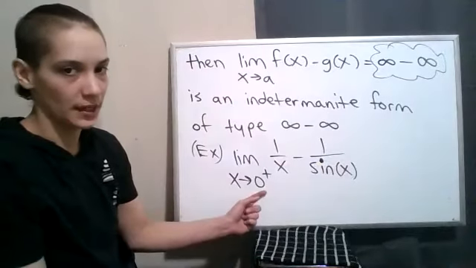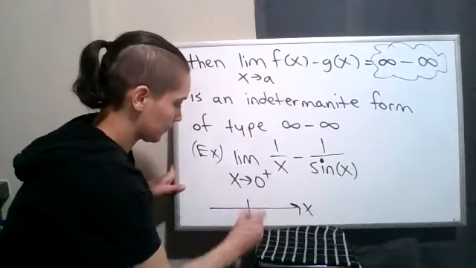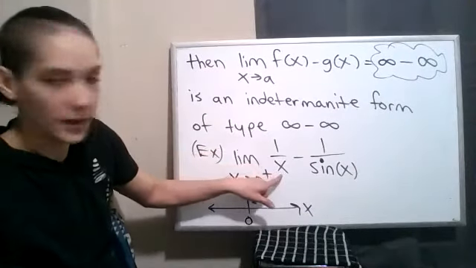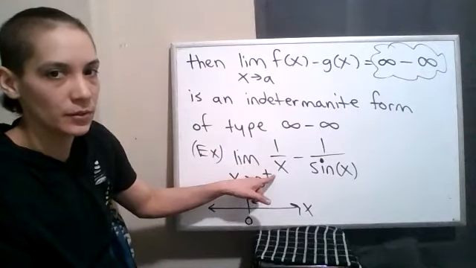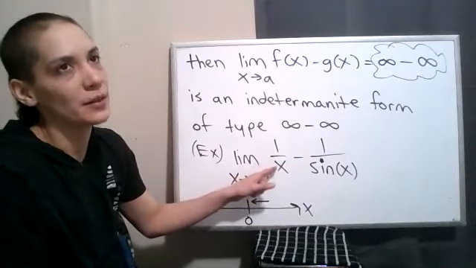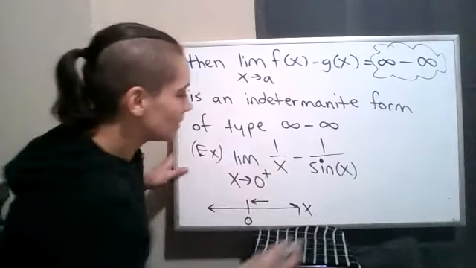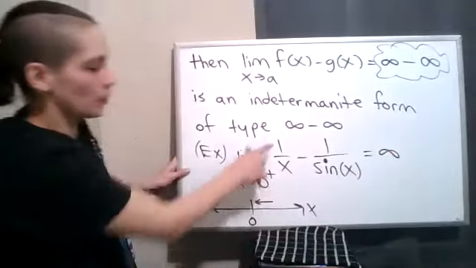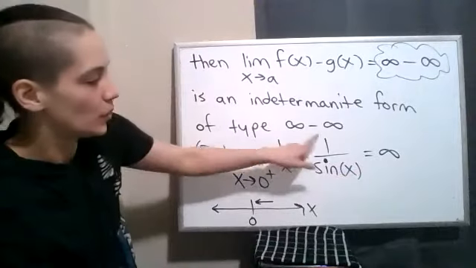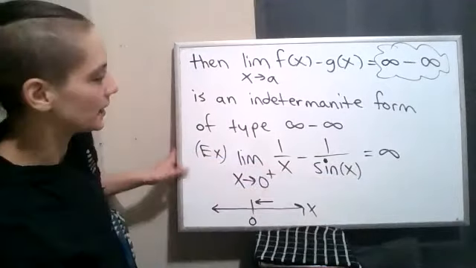So first, just put that 0 in. We're going to 0 from the right side. So this is 1 over a very, very small positive number. So 1 over 0 would be infinity. 1 over something that's basically 0 is infinity. And then subtract 1 over the sine of 0, which is also infinity. So we're subtracting infinity.